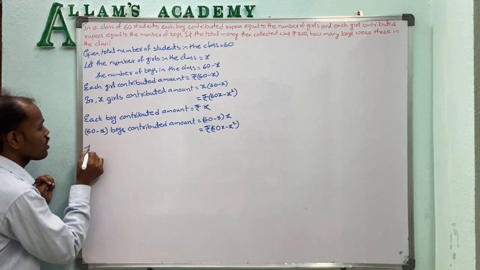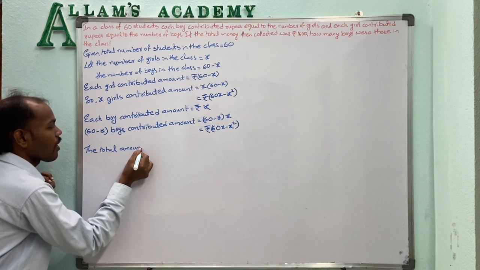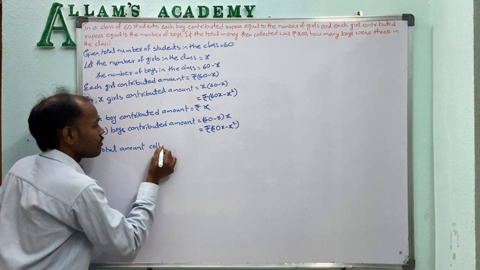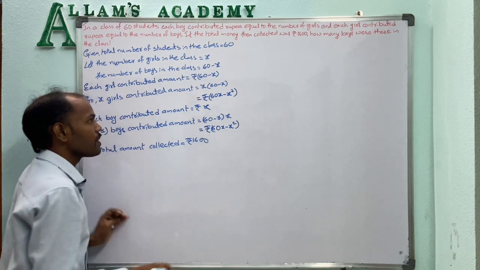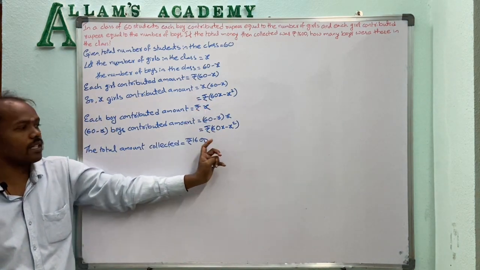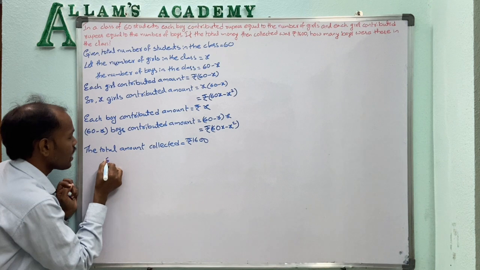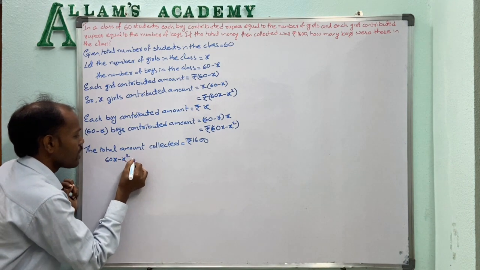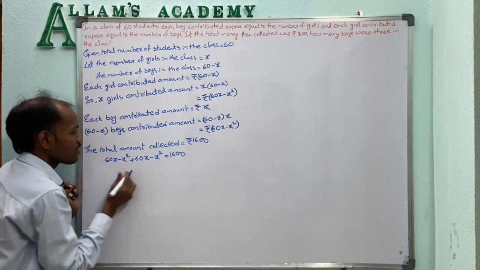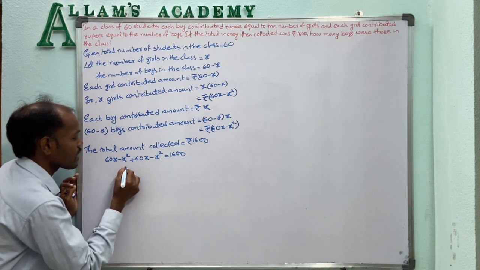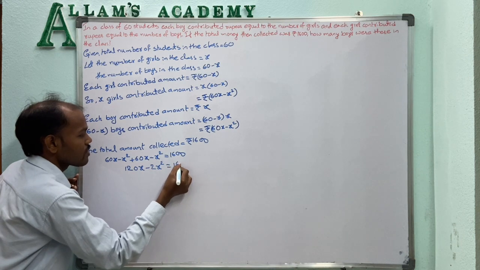So the total amount collected equals rupees 1600. That means the girls' collected amount plus the boys' collected amount is equal to 1600 rupees. For that purpose we add both. So 60x minus x square plus 60x minus x square equals 1600. So 60x plus 60x equals 120x, minus 2x square, equals 1600.